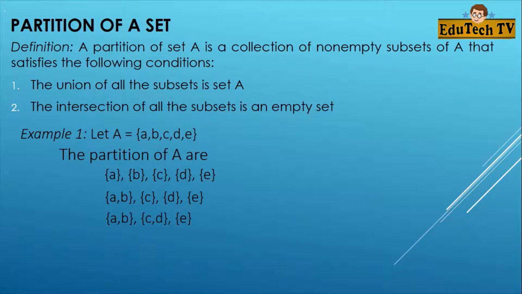Next, we can also make use of these subsets of A. Okay? So again, if you take a look at this, the union of these three subsets is just equal to A, and their intersection is also an empty set. Or we can also make use of these two sets containing elements A, B, C and another set containing elements D, E. So that's how we divide a set into its subsets.